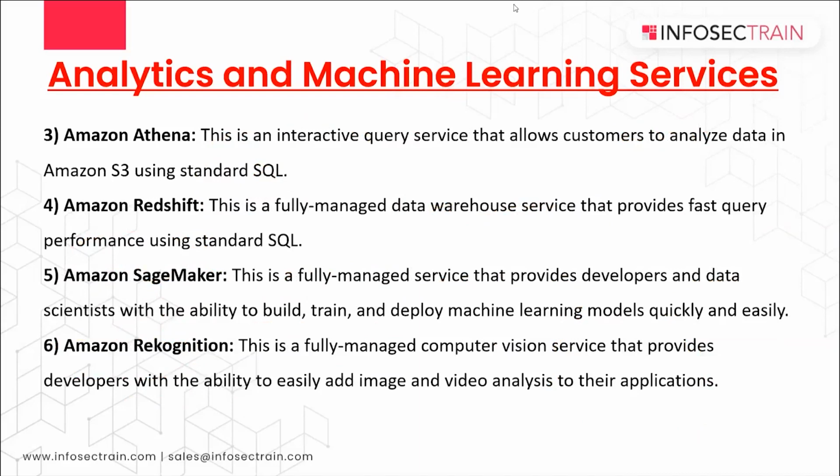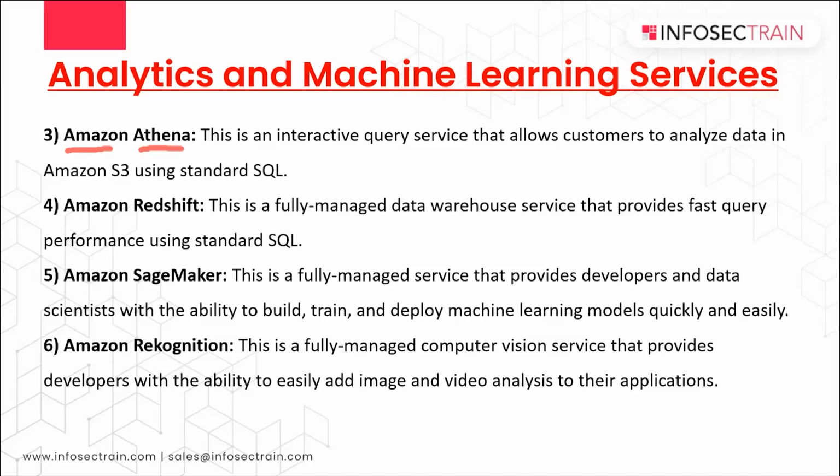Then we have Amazon Athena. This is an interactive query service that allows customers to analyze data in S3 using standard SQL. This is Athena. And then we have Amazon Redshift. This is a fully managed data warehouse service that provides fast query performance using standard SQL. That's called Redshift.